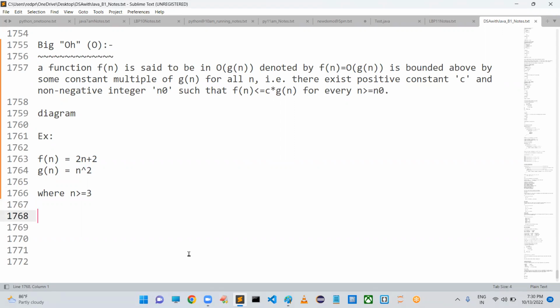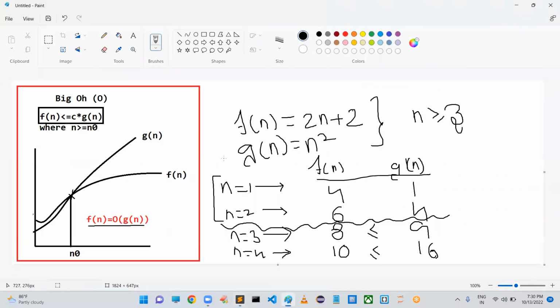Now I think you got at least some clarity about this big O notation. Can you please confirm? Do you have any doubts in this big O notation? Yes, everyone, please confirm.